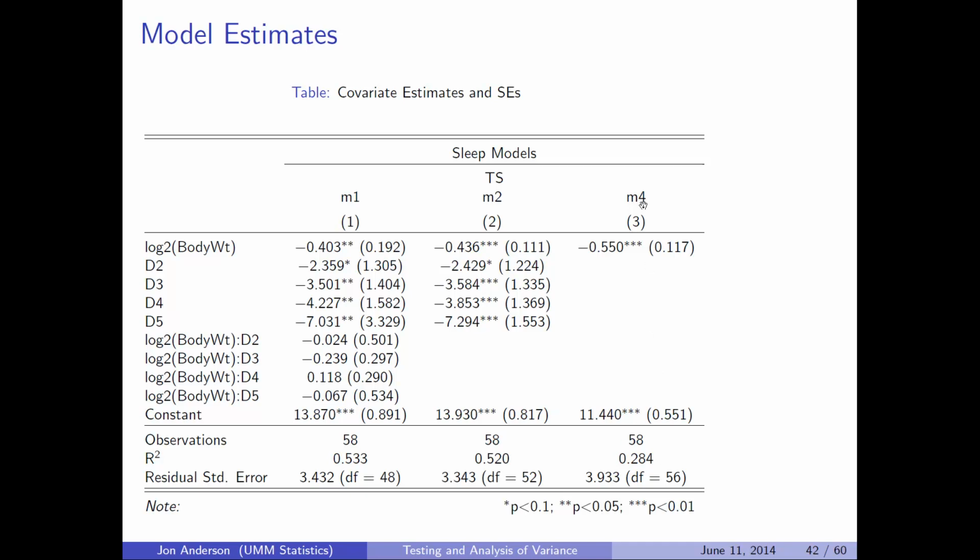You can see the R squared for the single line model is only 0.284, and it's quite a bit larger, up in the 0.5 range for models M1 and M2. And just visually looking at these R squareds, you can see that model 2 and 1 are clearly better than model M4, and we'll learn how to test that with F-tests.